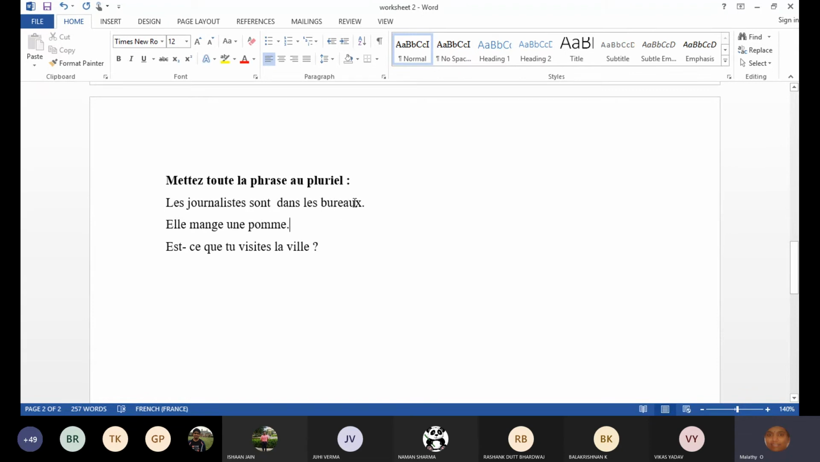So there are certain words which will take X in place of S. So what are such words? The words which end with EAU, or AU, they'll take an X in place of S. Right? I'll give you a few examples below.